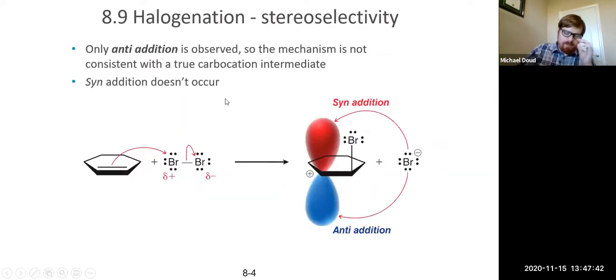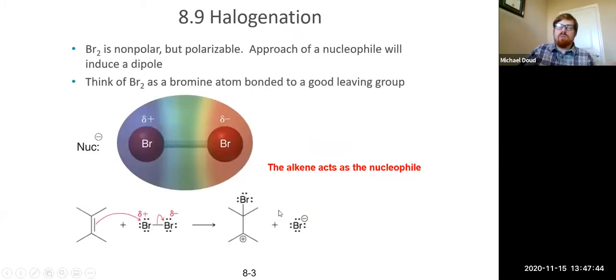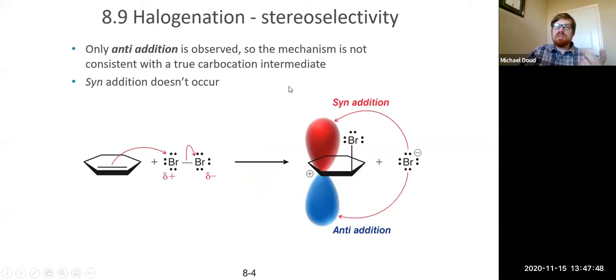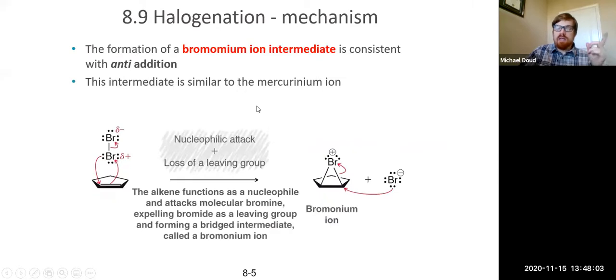Even though when we normally do this, we'd expect to form a carbocation, we know that we don't get syn addition. We only get anti-addition. So if we just had a true carbocation, like what this looks like here, we would predict syn addition could occur, anti-addition could occur. That's not what happens. So that must not be what the intermediate actually looks like. Instead, what it is consistent with is what we call the bromonium ion.